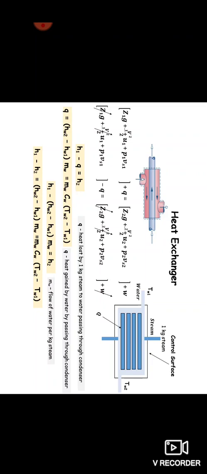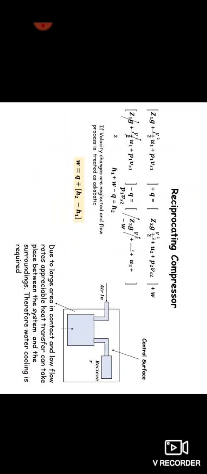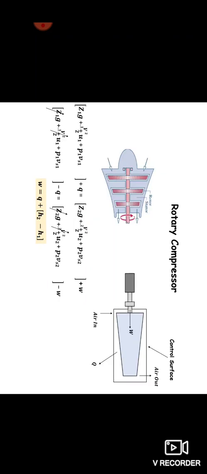Similarly, for the reciprocating compressor, we have a control surface, air is entering, and due to large area in contact and low flow rate, appreciable heat transfer can take place between the system and the surroundings. Therefore, water cooling is required. So for the reciprocating compressor, we have w is equal to q plus h2 minus h1. Similarly, for the rotating compressor, the control surface is there, air out and air in. So finally, we have the equation as w is equal to q plus h2 minus h1.